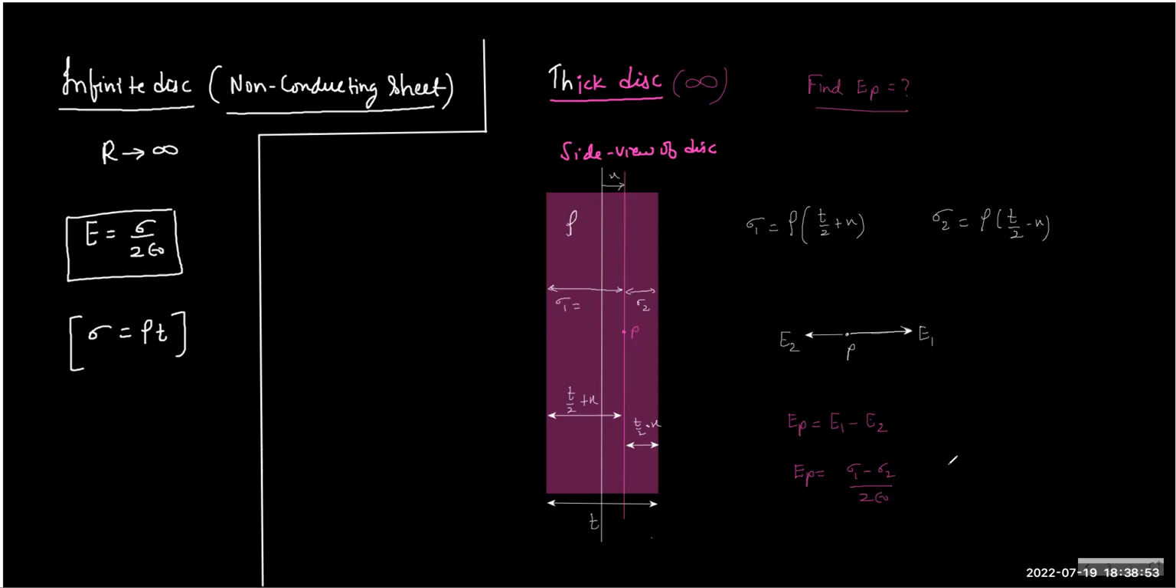And if you take the difference of these two, what will you get? 2 rho x upon 2 epsilon naught, which is rho x upon epsilon naught. Now this is the real answer. So this is inside the sheet. From the center, if you move x away inside the sheet, the field formula is rho x by epsilon naught. So by the time you reach the surface, how much will x change?